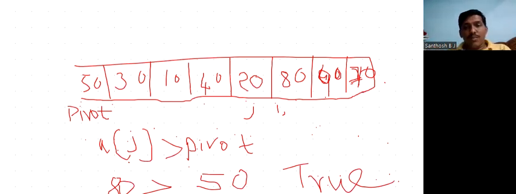After that, once again the process starts with I and J, the same process of comparing with I and comparing with J. This is the new step: when J crosses the I value, change the pivot into the J position.